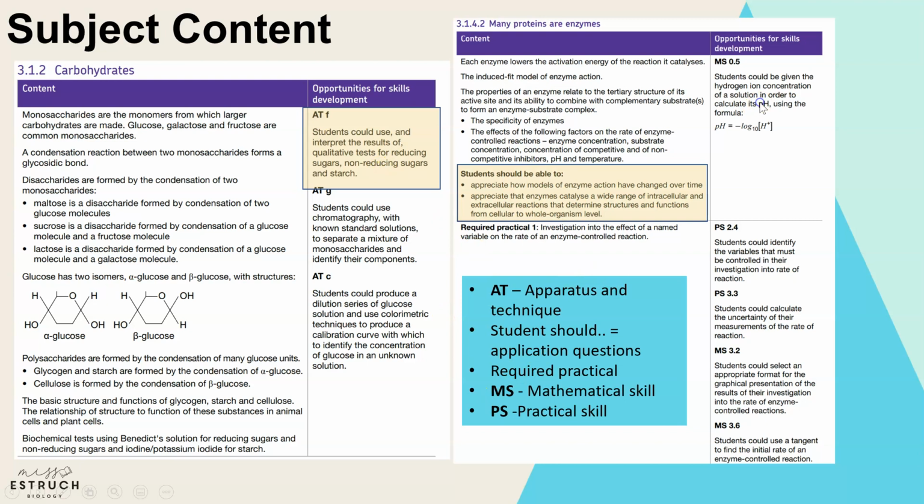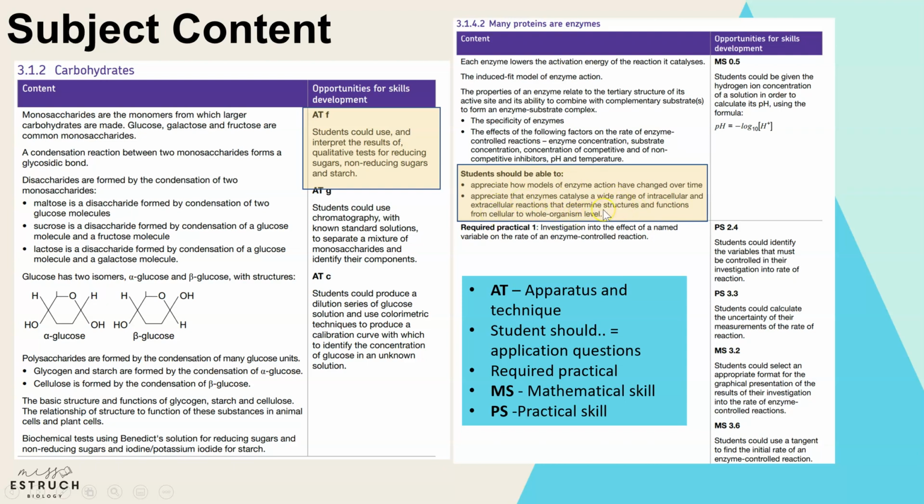The next thing we have is where you're told students should be able to. Now, this basically means you could get application questions on this bit here. So it's not something that's written in the specification that you have to know everything about this point, but what they're telling you is you need to be able to appreciate how the models of enzyme action have changed over time. So have an awareness of that. Appreciate that enzymes catalyze a wide range of reactions, whether it's in the cell or out of a cell, and then you can determine the structures and functions from cellular to whole organism levels.